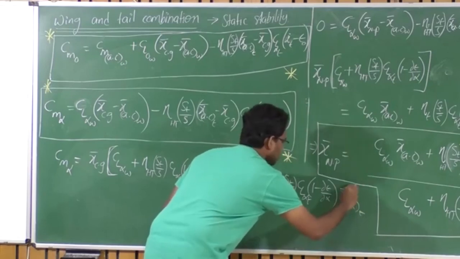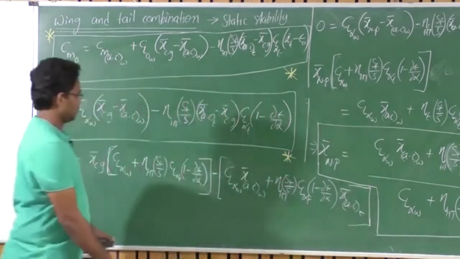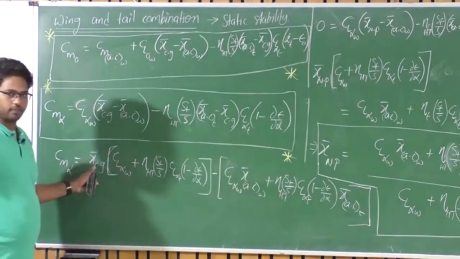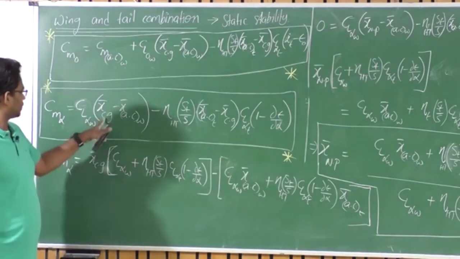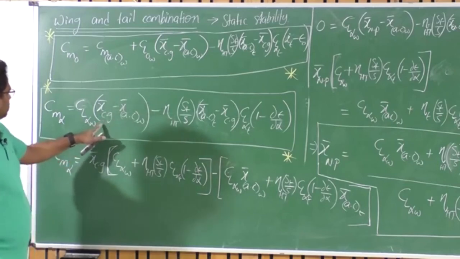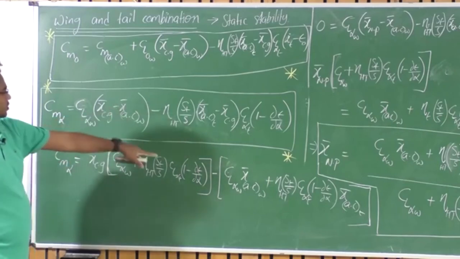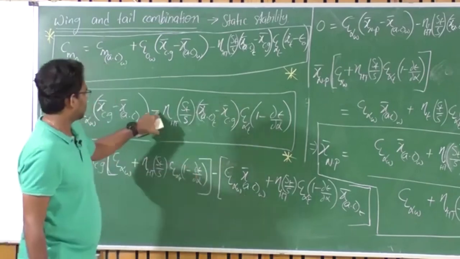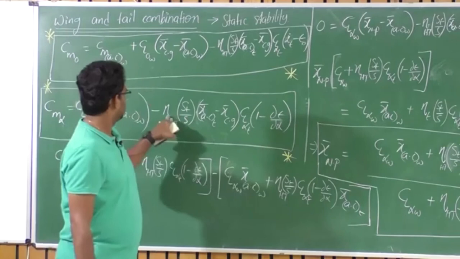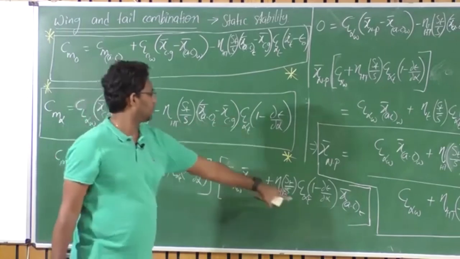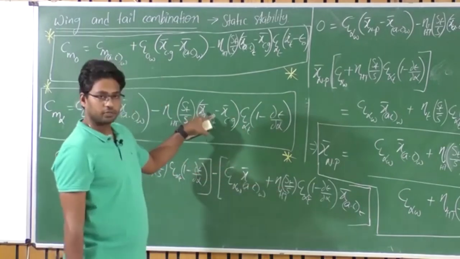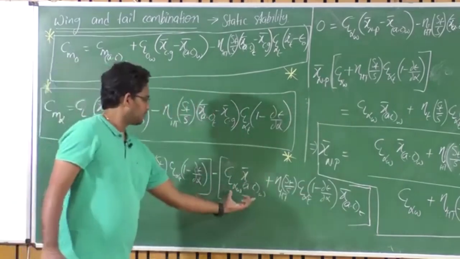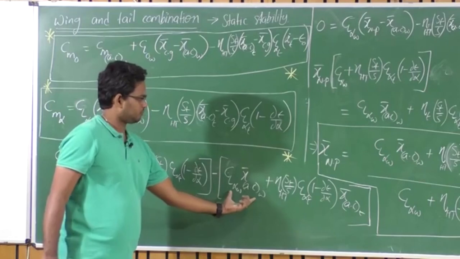Okay, these are the coefficient constant terms with respect to X CG. So I have taken the minus out, so that CL alpha of wing times X bar AC of wing is here, and then I have taken this minus out, so it becomes plus eta ST upon S CL alpha of tail times 1 minus dou epsilon by dou alpha multiplied by X bar AC of tail. Am I correct? So can I write this expression, right?